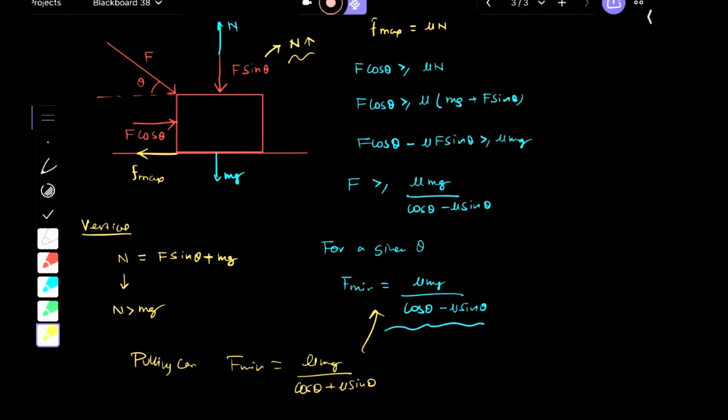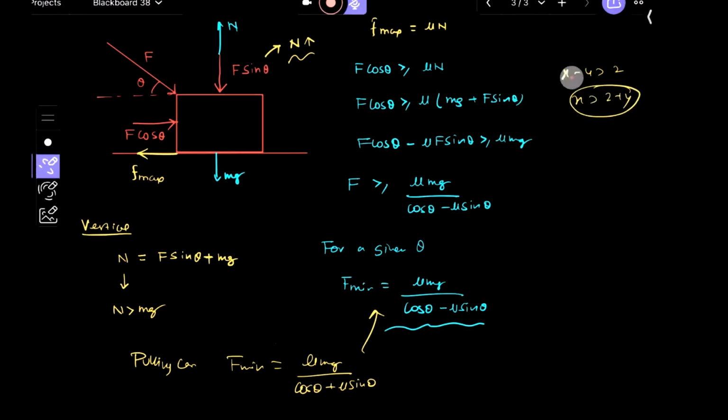Sir, when the minimum force applied on pulling an object equals the minimum force applied on pushing, then F cos theta... See, if this equation is satisfied, then if F is more than this, F cos theta is more than mu times N. Understood, no? Suppose I had x minus y more than 2, that is, x more than 2 plus y. So if x is more than 2 plus y, then x minus y will be more than 2, no? Same thing here.